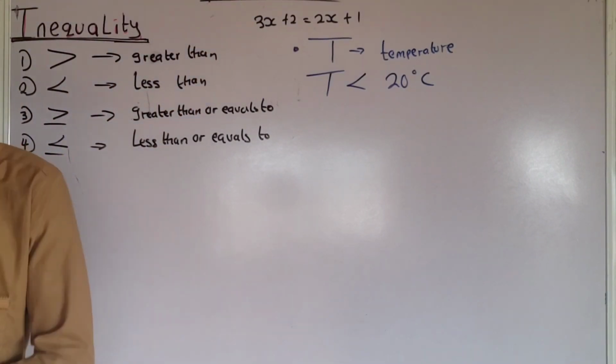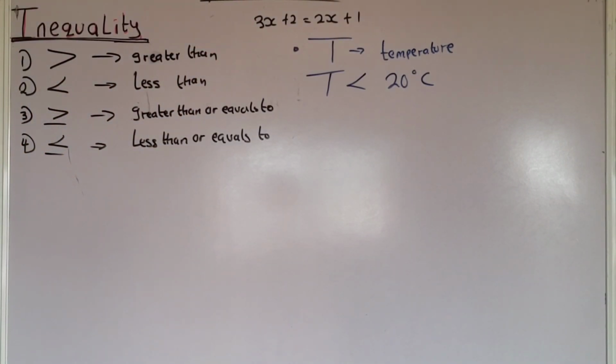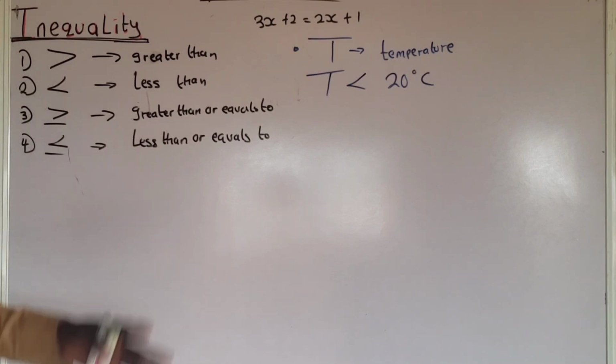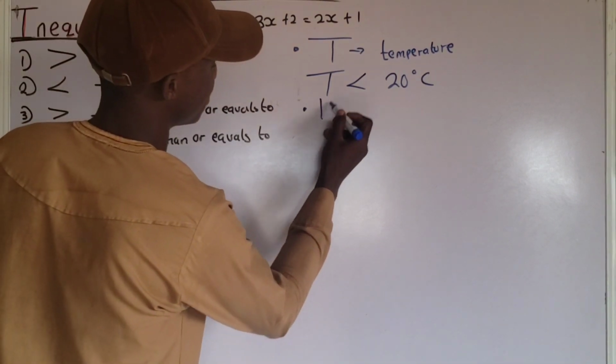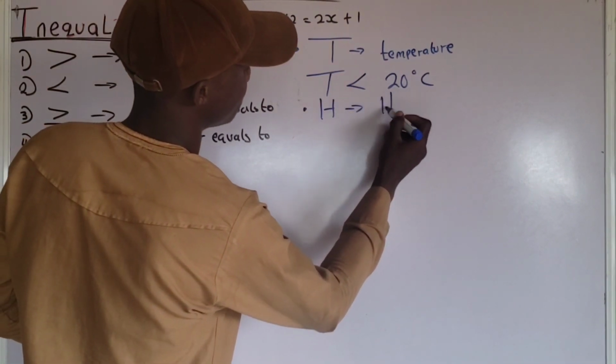Okay. So let's have another example. I'm giving you a real world example now. Let's say you want to interpret the statement mathematically. The height of the bridge must be greater than or equals to 30 meters to allow the ship to pass. Now, I want you to represent that mathematically using the symbols that we've learned earlier. Let's say H is the height.